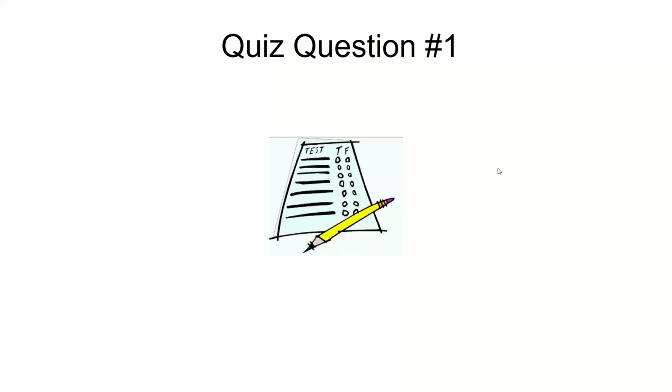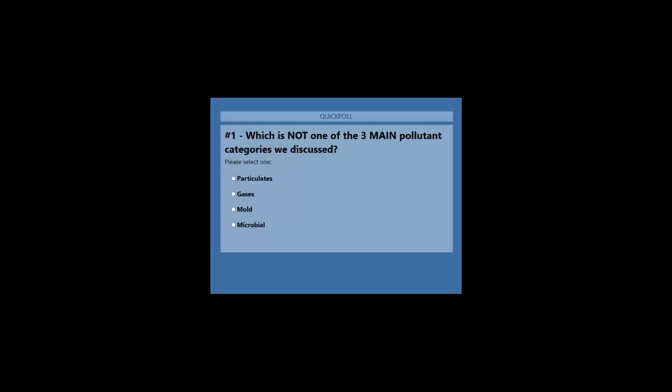All right, this is our first real quiz question. Which one is not one of the three main pollutant categories that I had just mentioned? Your choices are particulates, gases, mold, and microbial. One of those was not one of the three major ones that I listed up at the beginning.